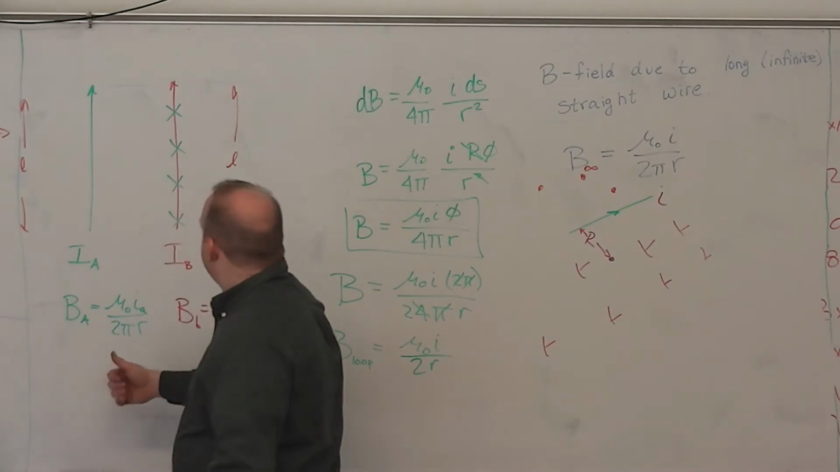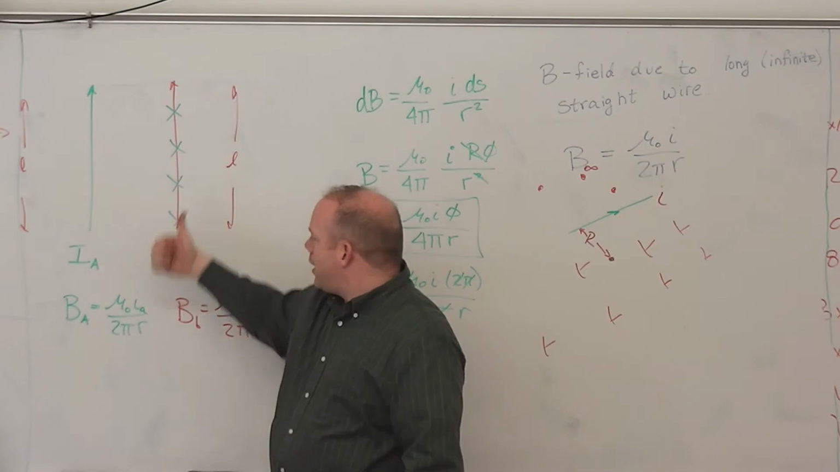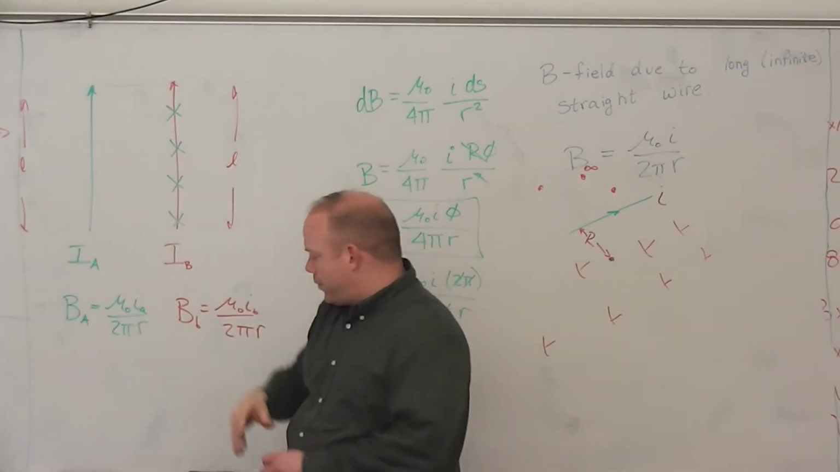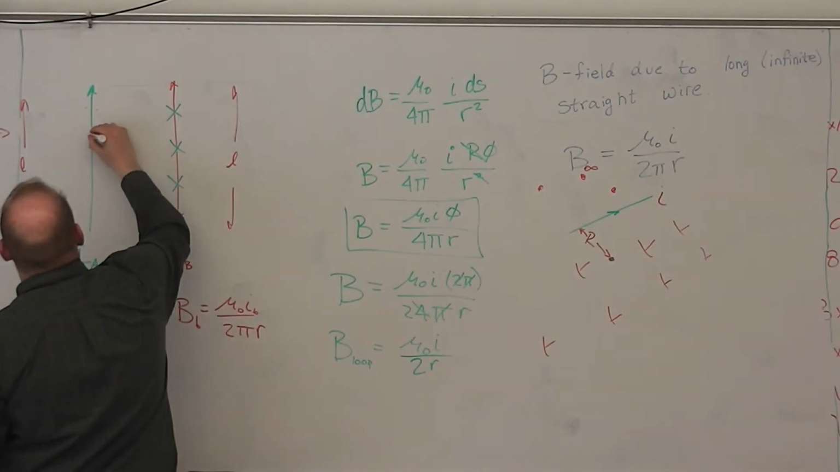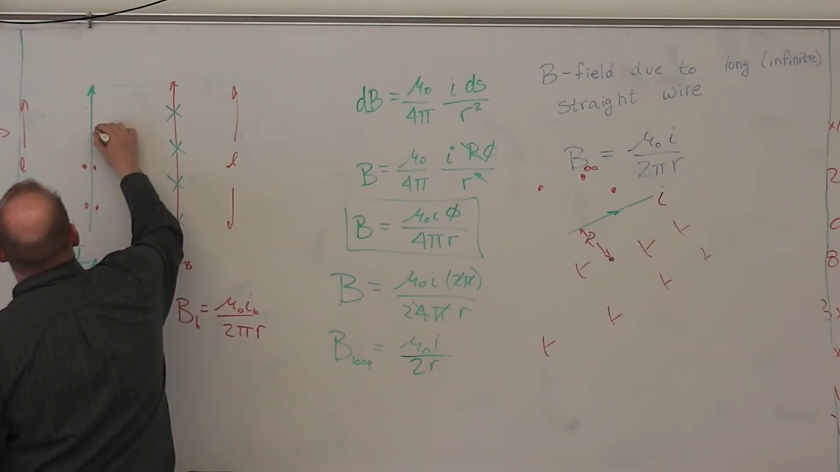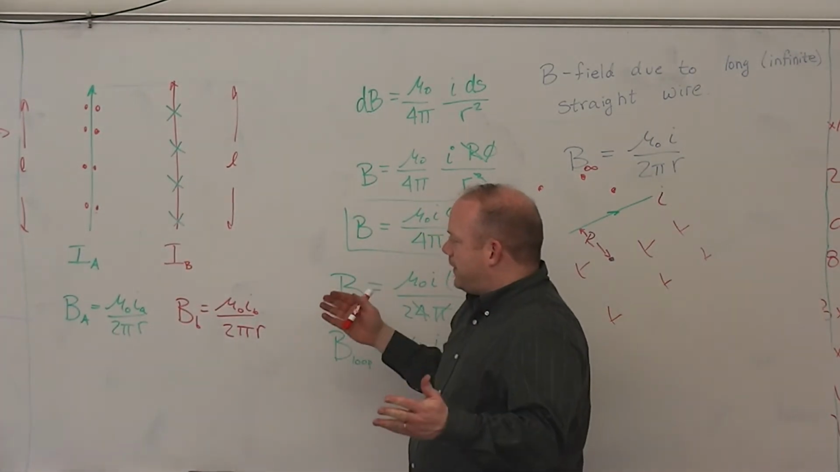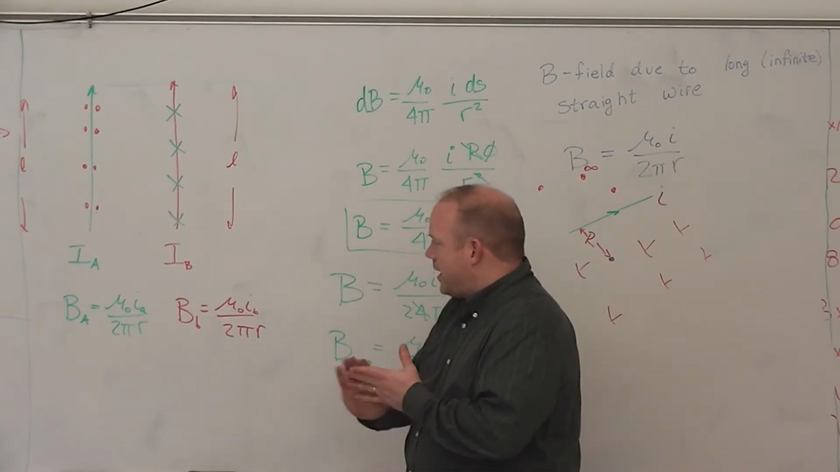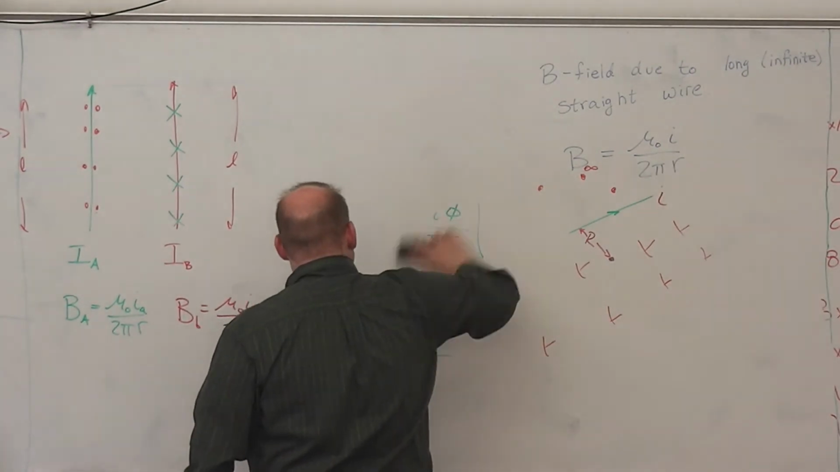Over here, the magnetic field that B creates at A, current B, magnetic field is coming out of the board. So around this, I have dots. So the magnetic field that B feels is due to A, and the magnetic field that A feels is due to B. Now, let's look at the force on one of them.